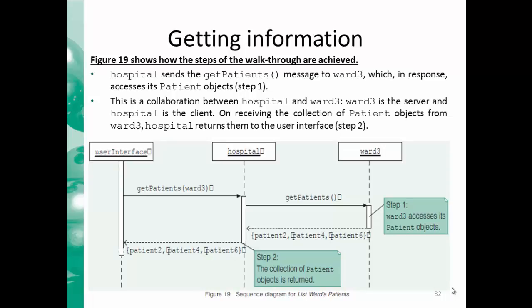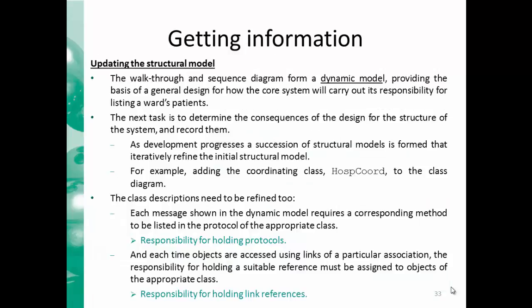Here we see the steps of doing it. The interface will talk to the hospital coordinating object and give it the name of word 3. The hospital will directly talk to word 3 and ask it for the patients in that word. Word 3 will give us all the patients, patients 2, 4, and 6, and the coordinating object will return them back as whole objects to the user interface.